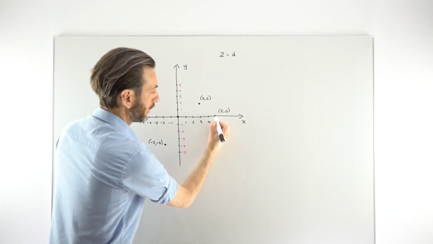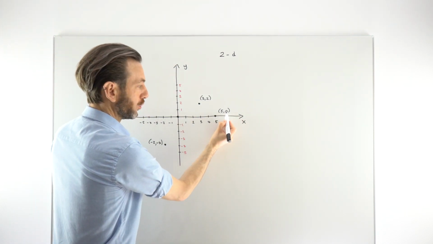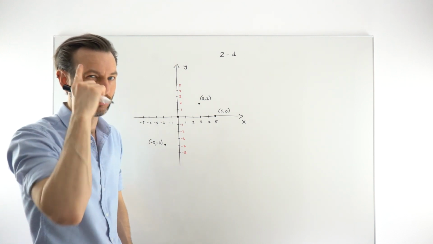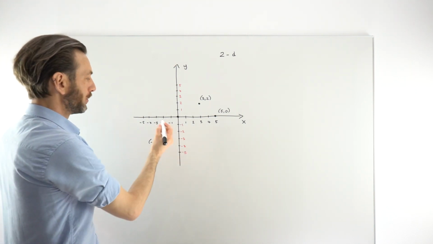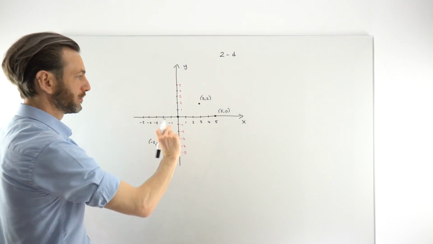So knowing that points on the x-axis have got a 0 y coordinate is really important. Try and commit that one to memory. That would be the same if you were on the y-axis, but the other way around.